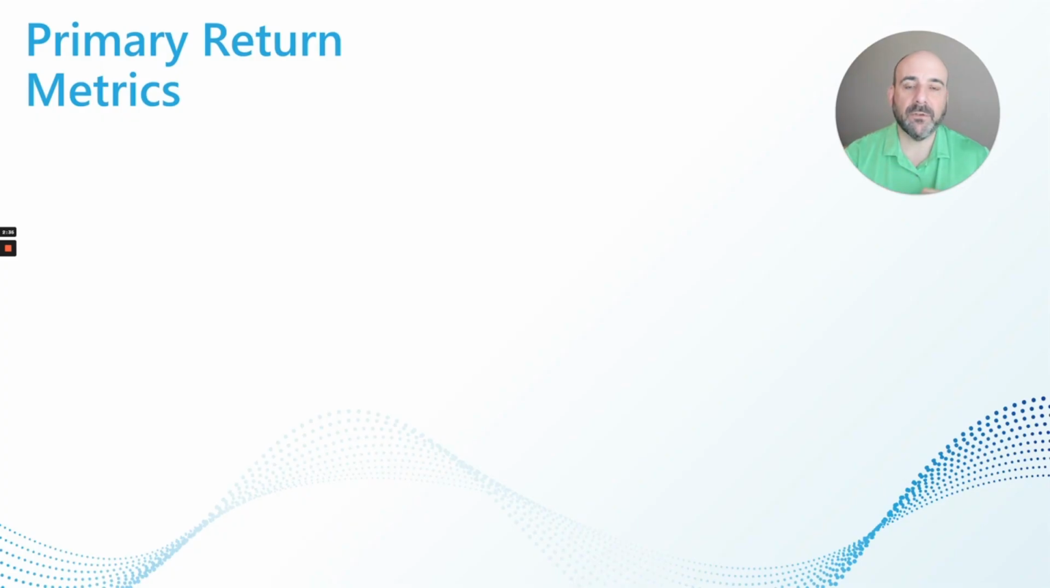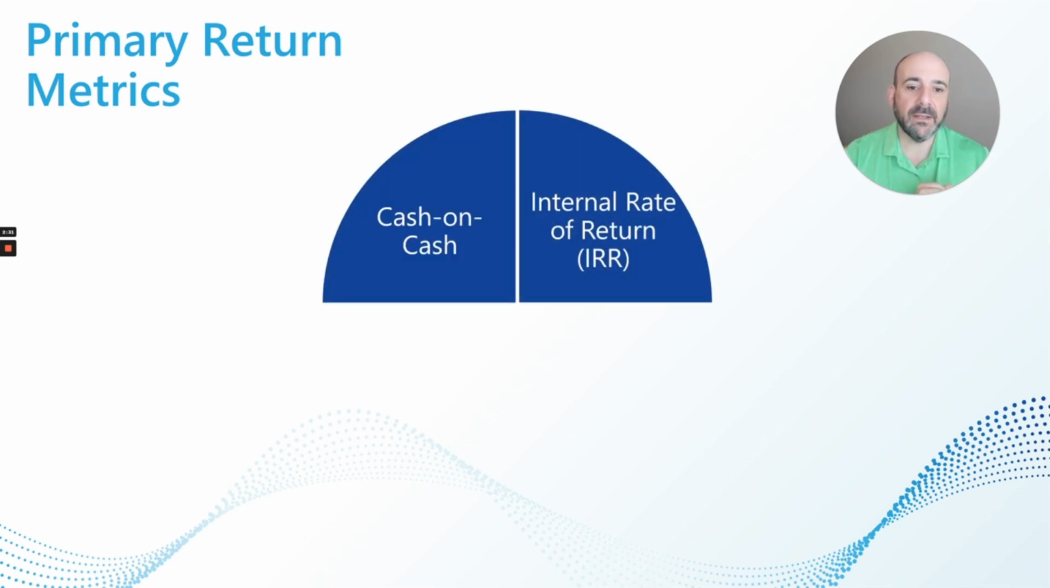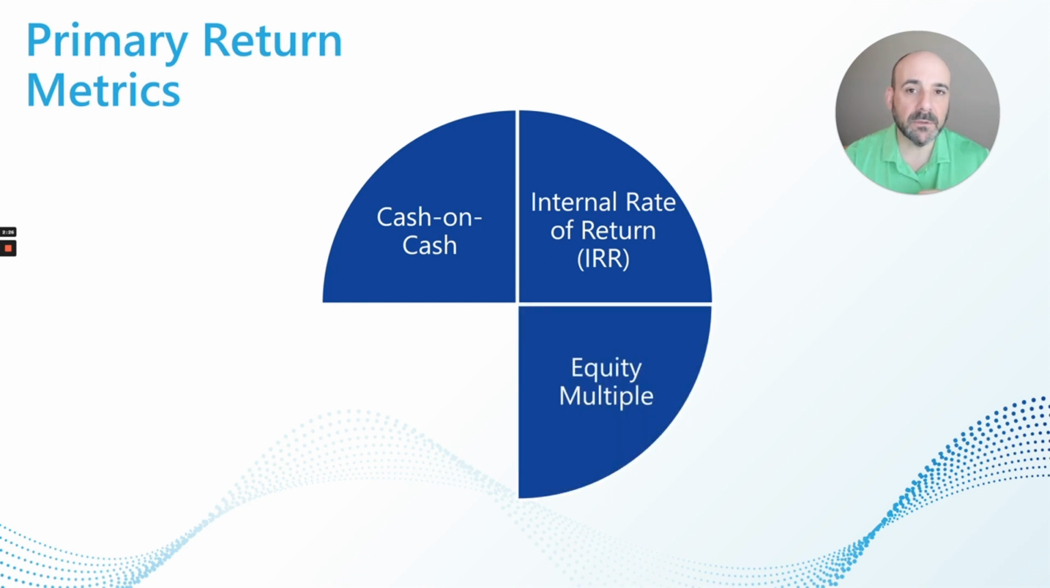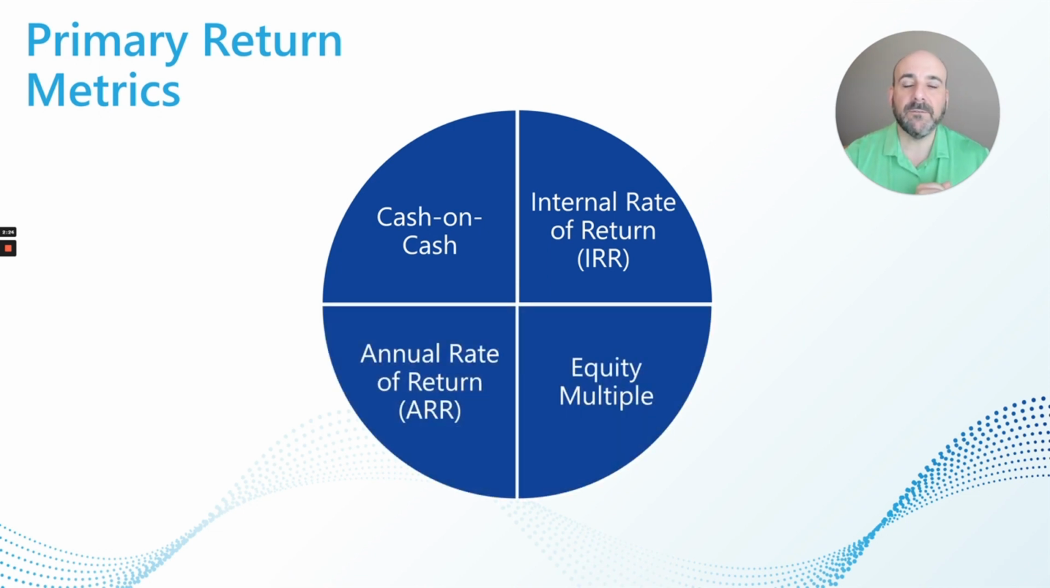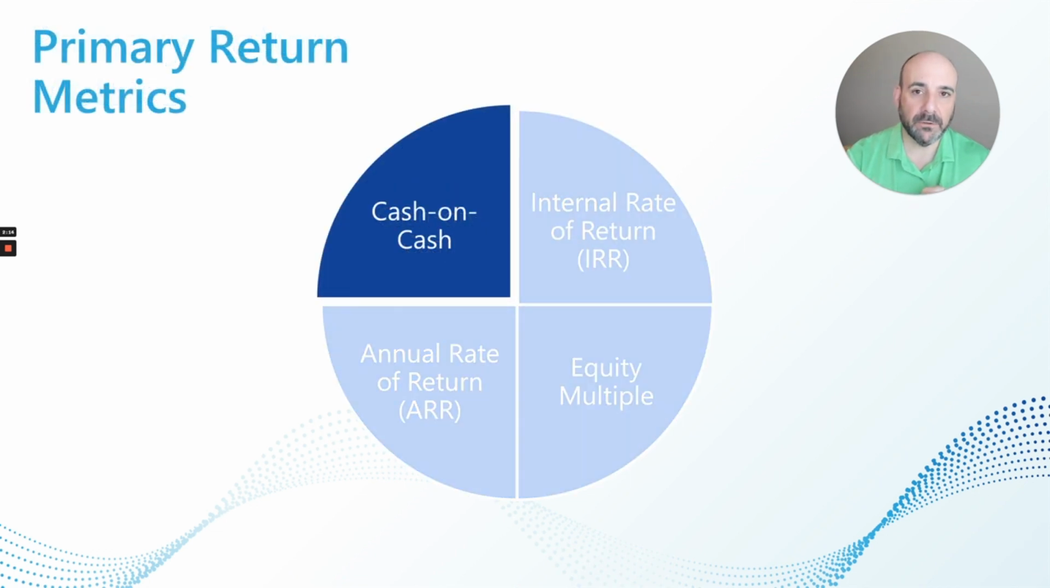So there are 4 metrics I'm going to talk about. First is cash on cash. Second is internal rate of return. Third is equity multiple. And finally, 4th is annual rate of return. So these 4 are the biggies that you see in most investments. Now let's start first with cash on cash return.